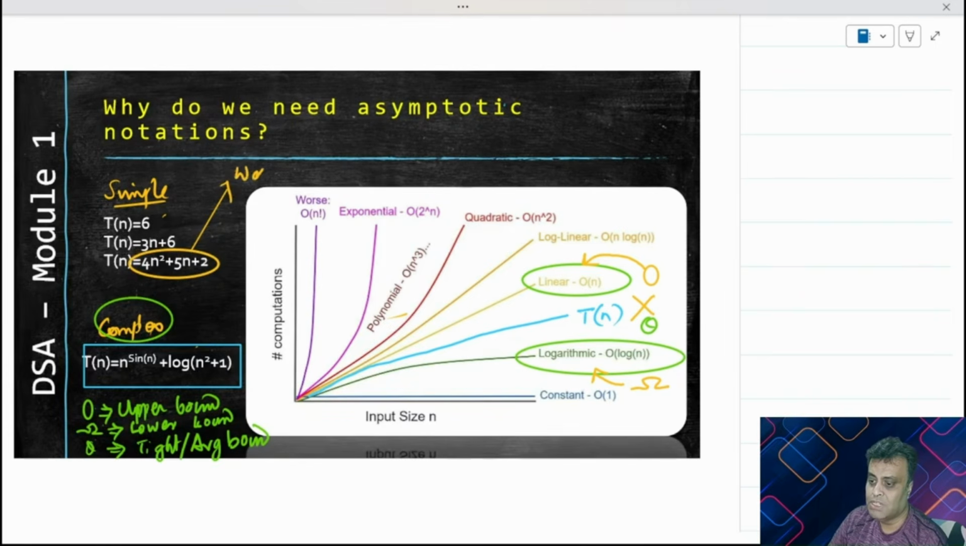Let's assume this function is a worst case calculation. It includes the worst case of an algorithm, and hence the calculation has come like this. Now you are asking the big O notation or the asymptotic notation to give you the asymptotic notation of this. Then you will always get big O of n square, omega of n square, and theta of n square.